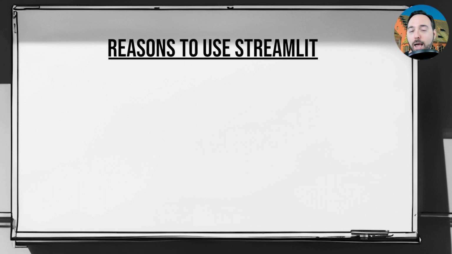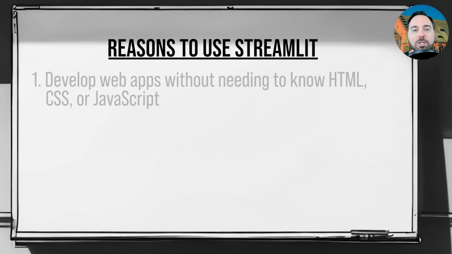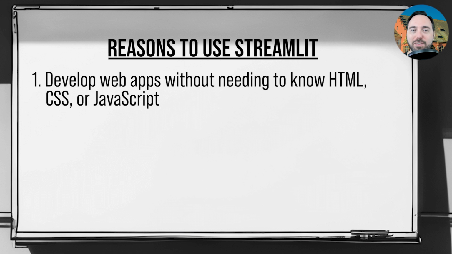All right, let's summarize this by talking about why we might want to use Streamlit, and this time I'll do it in list form. First, we can develop web applications without needing to think about HTML, CSS, or JavaScript. If you know those already, great. But I would argue that the average data person either does not know them or has such a halting understanding of the languages that we're better off avoiding them altogether.